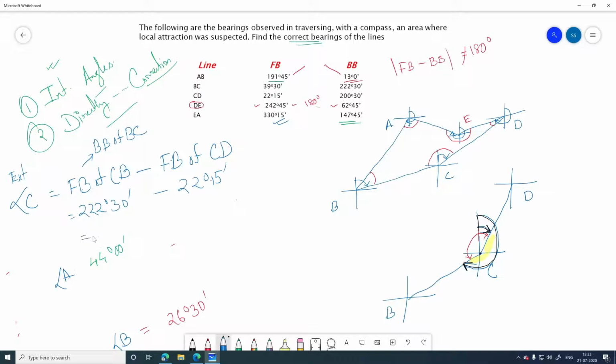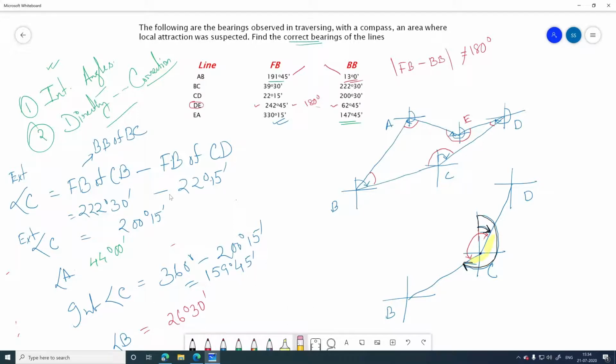So what will be the value? That is 200 degree 15 minutes. So this is angle, exterior angle C. So interior angle C will be 360 degree minus 200 degree 15 minutes, and that will be 159 degree 45 minutes. Okay, so this is the angle C.